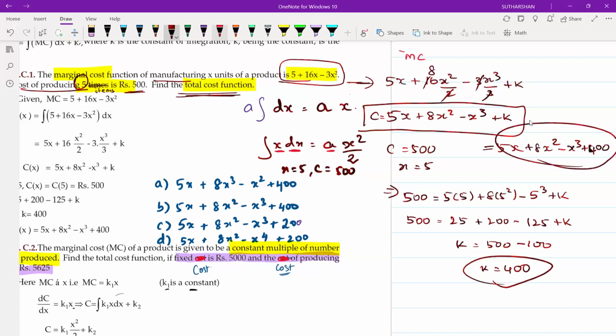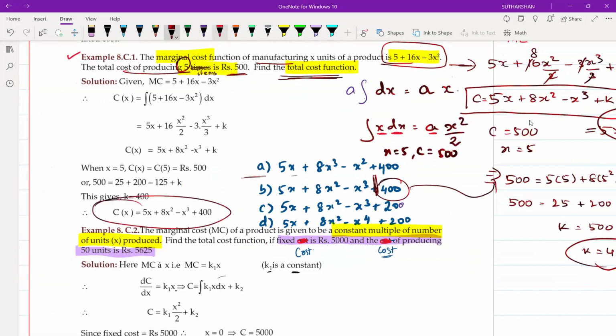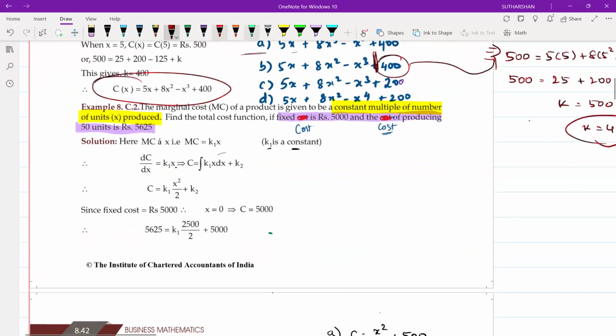This is one approach. Or whenever the options are given, up to this point, you will fix that option. And for that value, you will go with the same substitution to find out that value. Are you able to understand? Yes, sir. Then example 8.2.